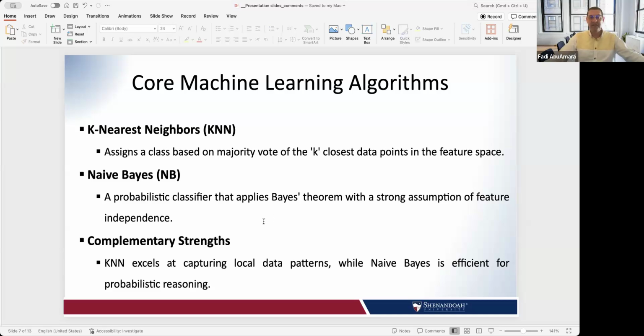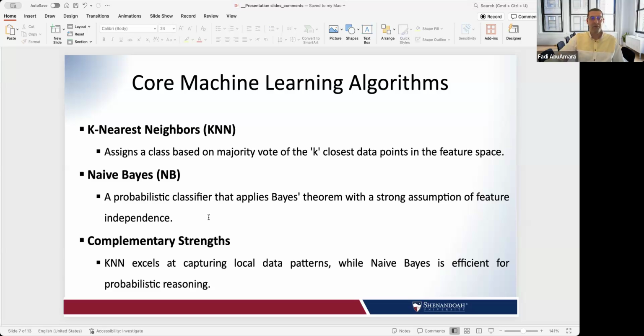Then we have naive Bayes. This is a probabilistic classifier that applies Bayes' theorem with a strong assumption of feature independence. Despite its simplicity, it is highly effective for classification tasks due to its probabilistic nature.